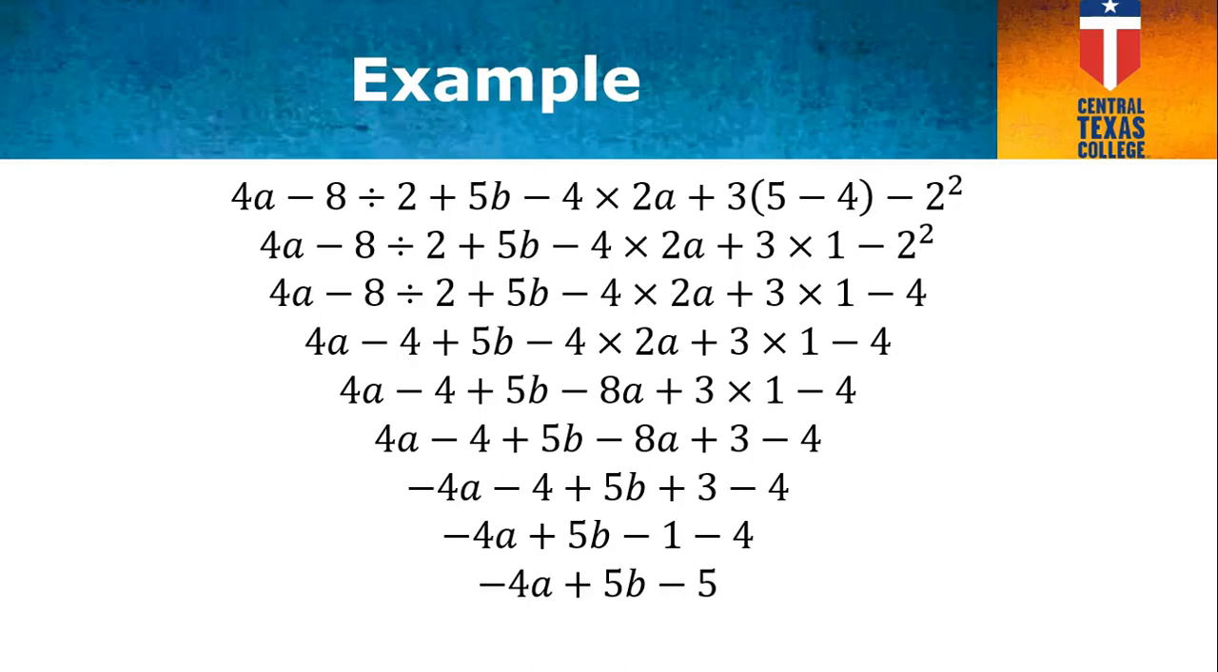So negative 4a plus 5b minus 5 is our final answer when simplifying this expression using the order of operations.